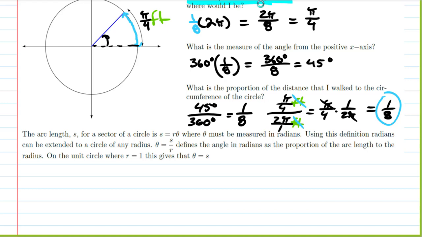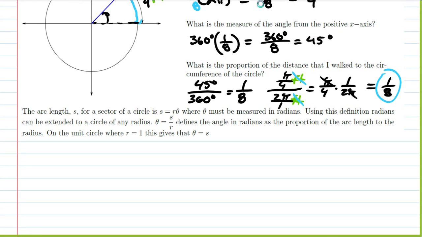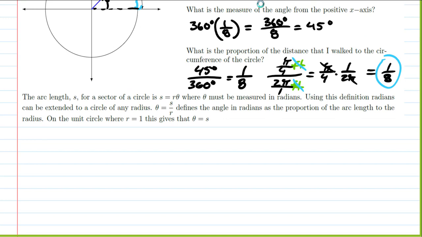So relating this to that idea of distance, which is going to be called an arc length, the arc length S for a sector of a circle is S is equal to R times theta. That's our proportion of the distance traveled, where theta must be measured in radians. Using this definition, radians can be extended to any circle, where theta is equal to S divided by R, which defines the angle in radians as the proportion of the arc length to the radius. On the unit circle where R is equal to 1, this gives that the measure of the angle in radians is exactly equal to the arc length. So that is really our key idea.